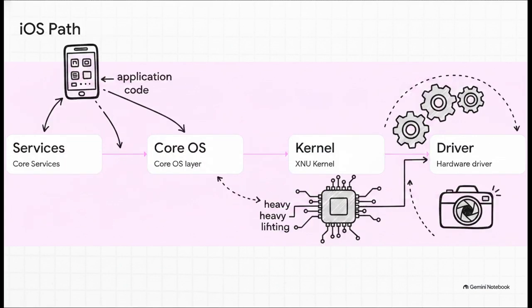Over on iOS, we see a totally parallel journey flowing just as seamlessly. Your application code talks to the Core Services layer. Core Services delegates the heavy lifting down to the Core OS layer. Core OS then communicates directly with the XNU kernel, and the XNU kernel acts as the ultimate manager, bridging that final gap right down to the physical hardware driver of the iPhone's camera.